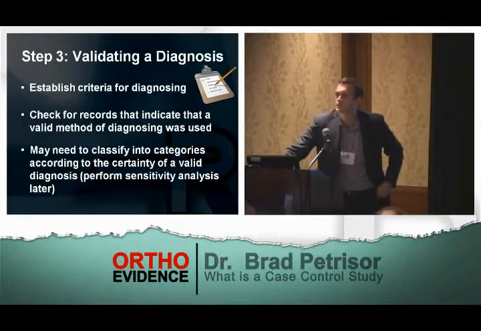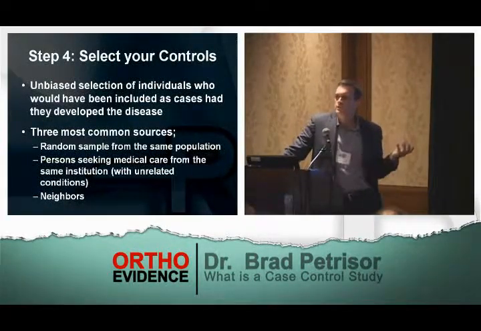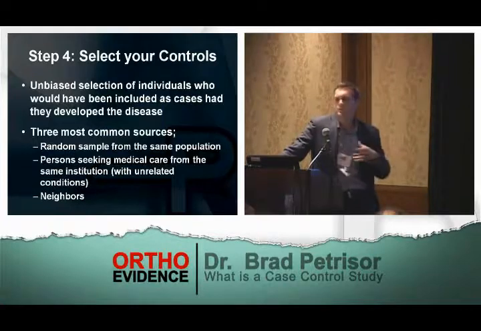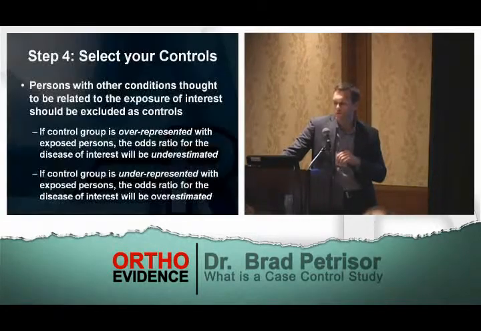So in terms of selecting the controls, you want to have an unbiased selection. There's a couple ways to do it. One can get random samples, a person seeking medical care from the same institution, the same area, neighbors, etc., depending on what the study is. But you need to think about who the controls are going to be and how you're going to get those controls, because as we'll see in a second, there can be problems.